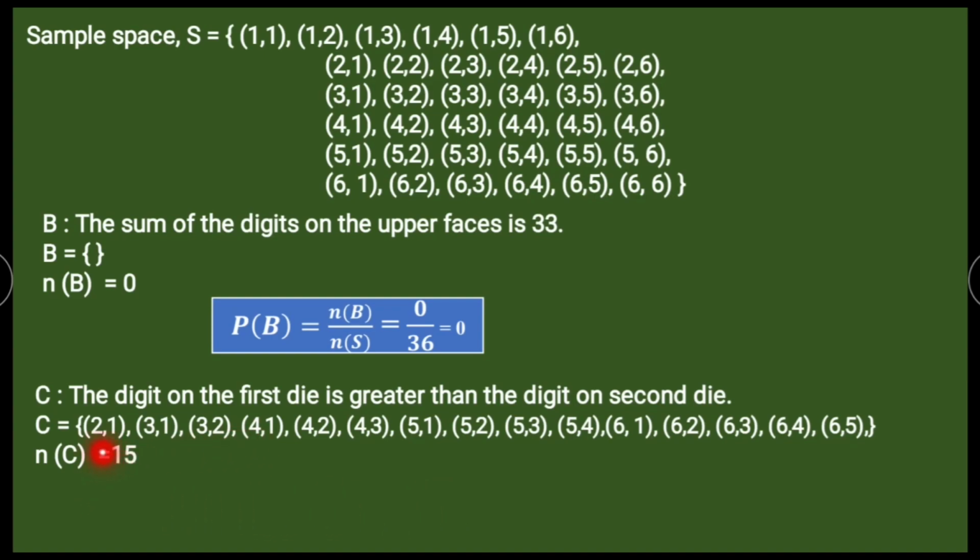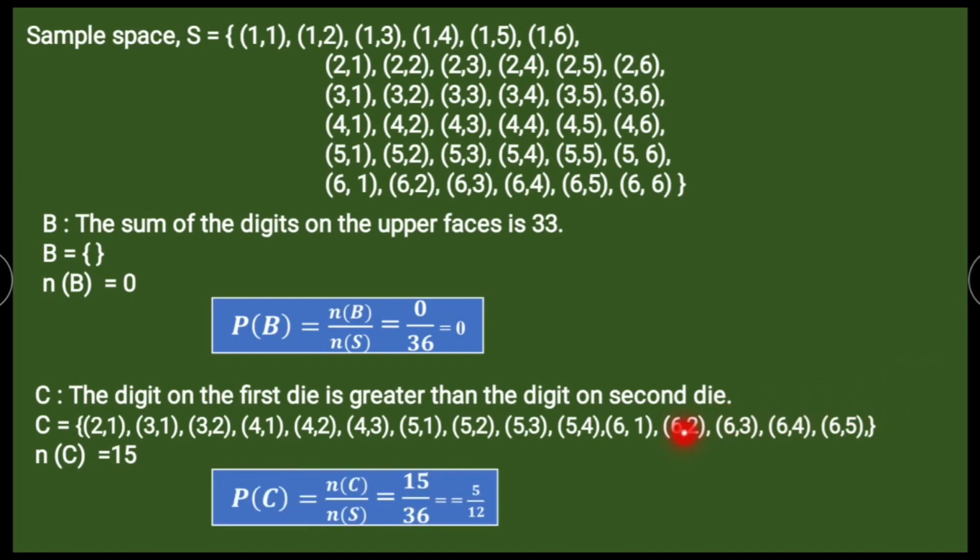So the total number of such ordered pairs is 15. So write n(C) equals 15. So the probability we write here with the formula P(C) equals n(C) upon n(S). Here n(C) is 15, n(S) is 36. So we substitute n(C) as 15, n(S) as 36. So after simplifying we get 5 upon 12 as the probability that the digit on the first die is greater than the digit on the second die, 5 by 12.